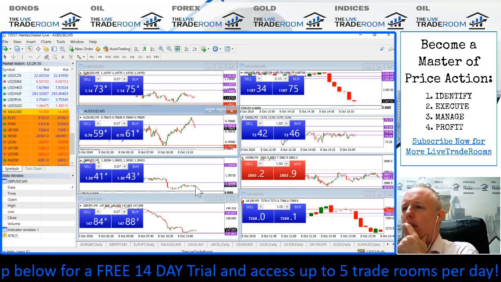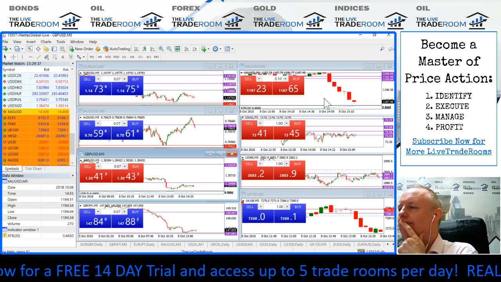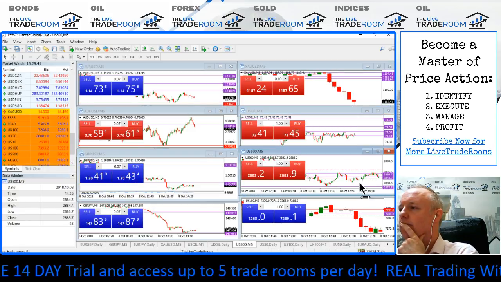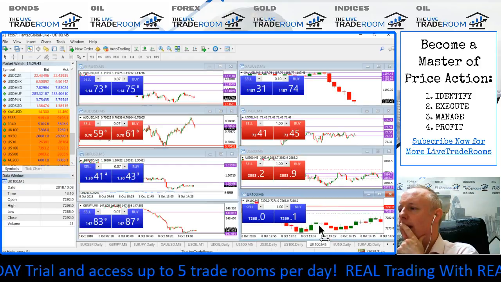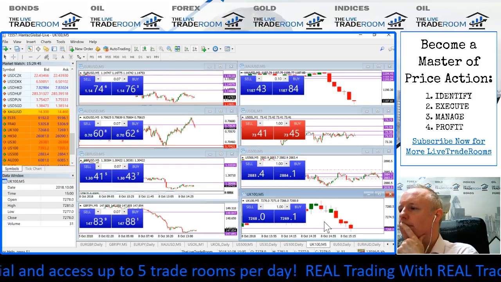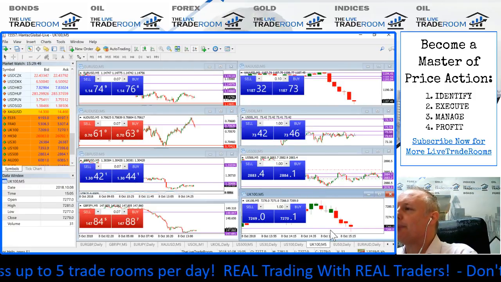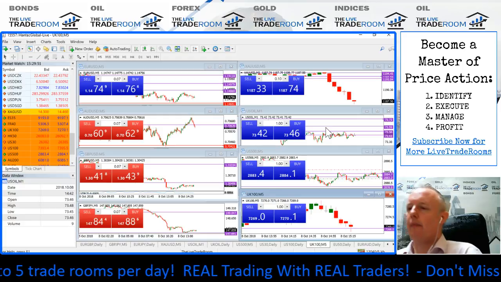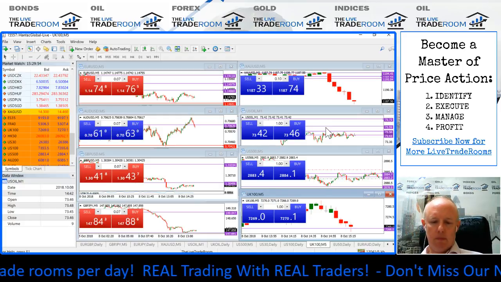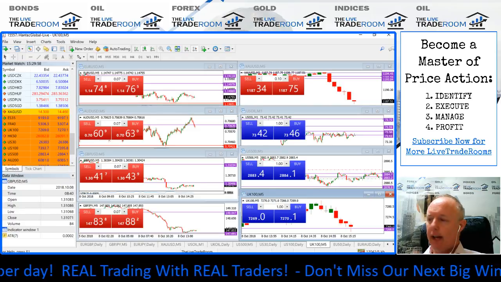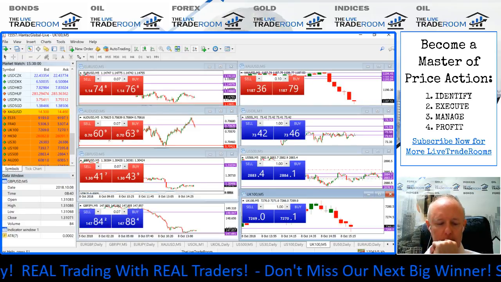In terms of other opportunities, the gold market is the best one. The gold and the FTSE. The rest, unfortunately, are not giving us that much to work with.